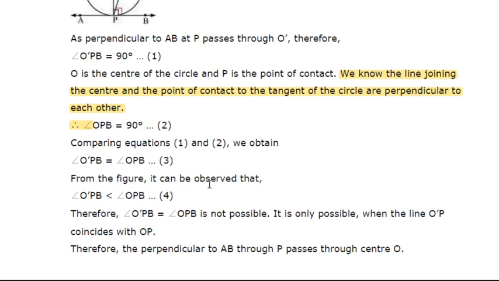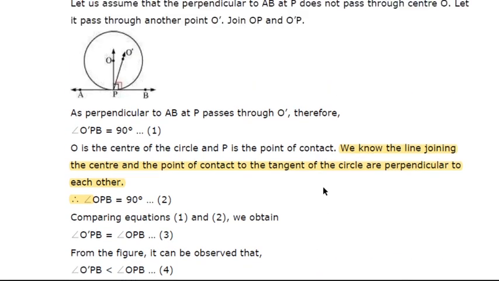So from the figure, it can be observed that this angle is smaller. But if you want to put this equal, not possible. It is only possible when the Q dash P coincides with OP. Means the O dash point must coincide to O. Then it is possible. Therefore, the perpendicular to AB through P passes through the center O.